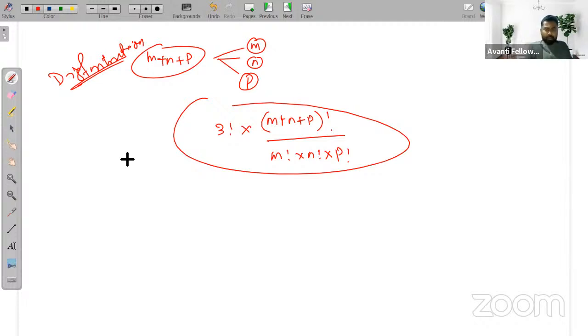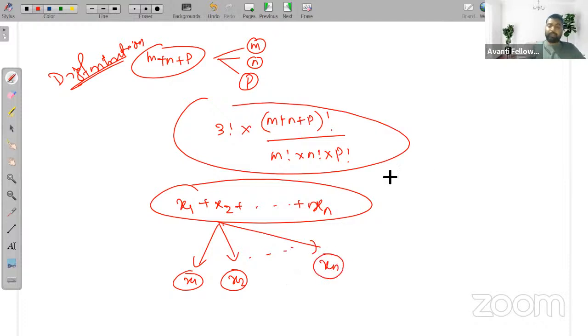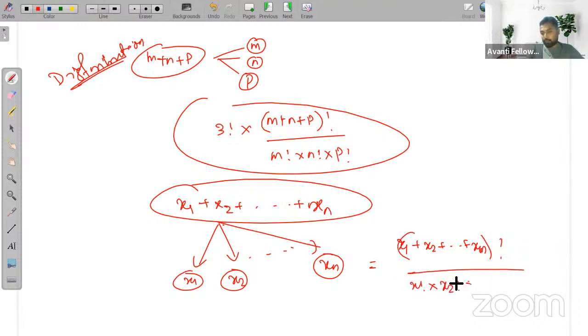Okay, clear? So in general we can say, if you have n number of objects, suppose x1 plus x2 plus up to xn, then we can divide these into n groups of size x1, x2 up to xn. Then the number of groups will be (x1 plus x2 up to xn) factorial divided by x1 factorial into x2 factorial up to xn factorial. This is the answer, right?